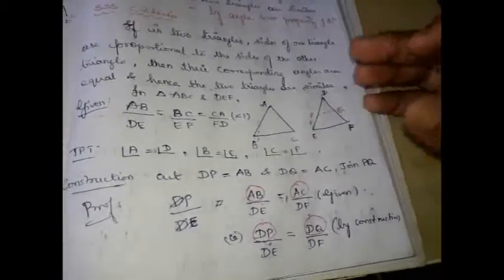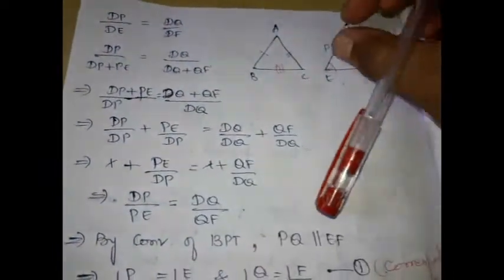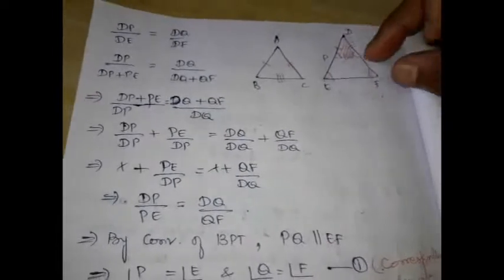But to apply the basic proportionality theorem and its converse, we need DP by PE and DQ by QF. Right? So accordingly we added 1 on both sides, or you can subtract. Instead of doing all these things, you can reciprocate and subtract. I taught you that result in the last class. So in order to get it, we did certain manipulations here, and we arrived at the condition DP by PE equals DQ by QF.